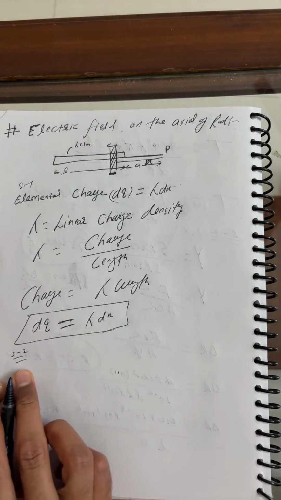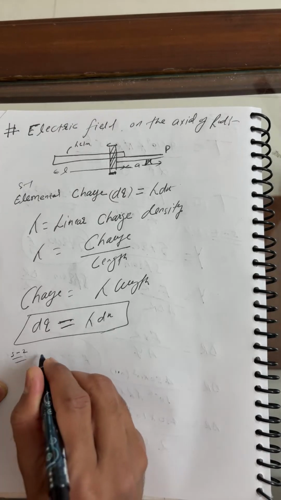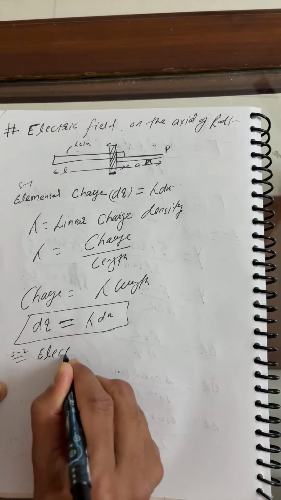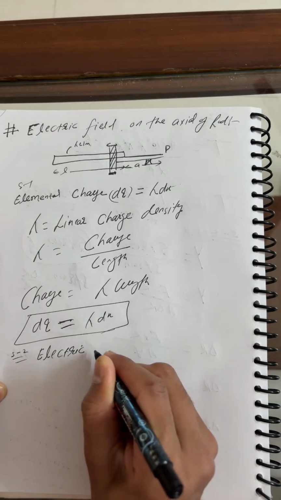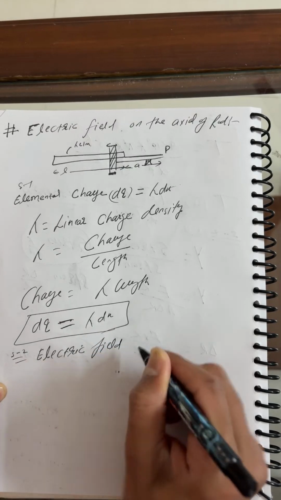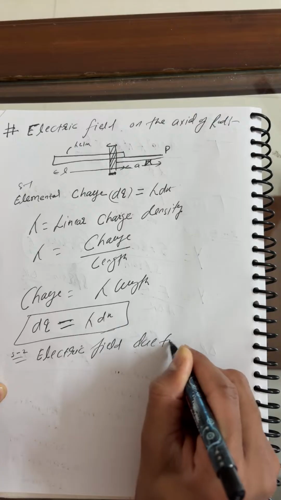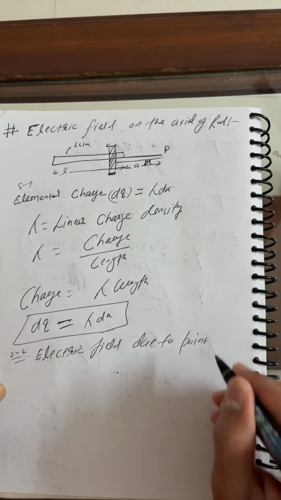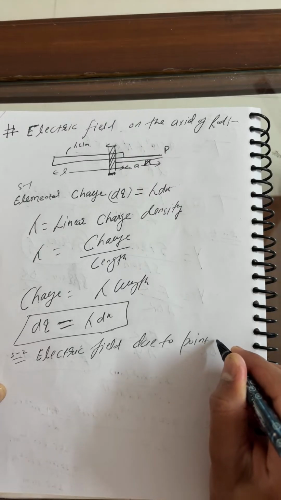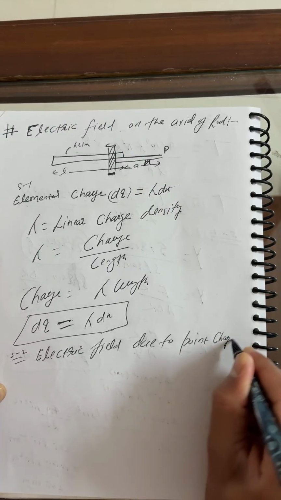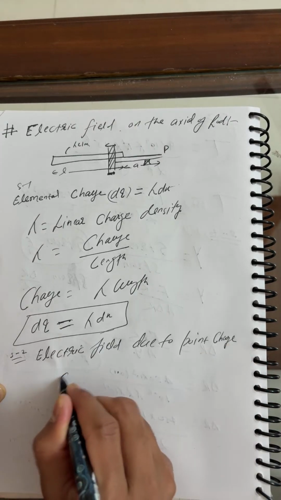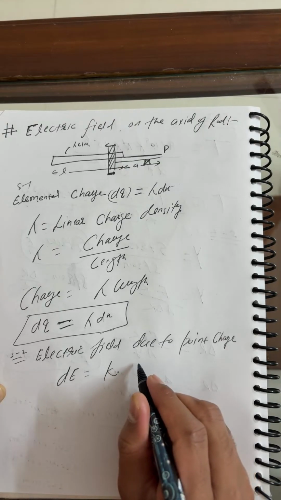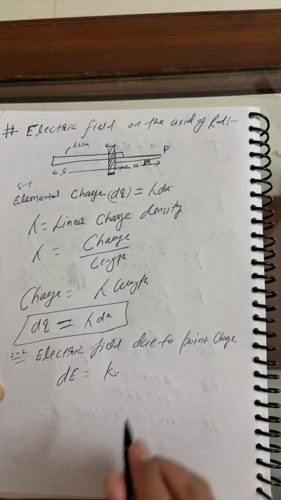Okay, here we concentrate. Now I'm going to use this formula for the electric field due to a point charge. I gave you this formula in the study class. You can see this is dE. What is the formula for electric field due to a point charge? K Q by R square.